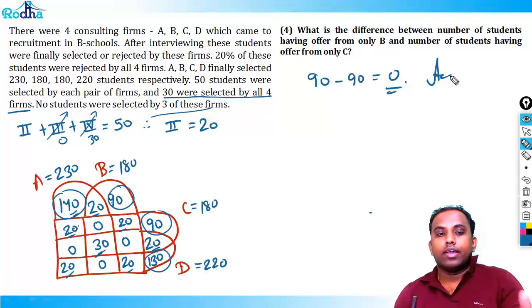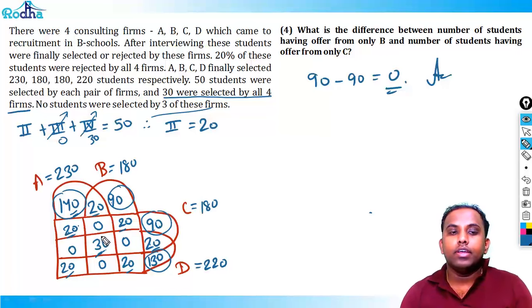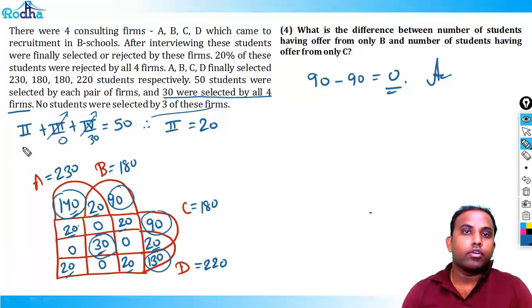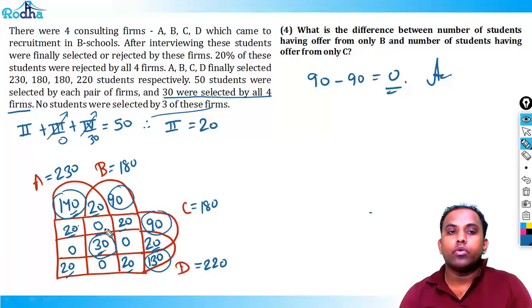Solving this entire set, where this is 30. So mostly people, what do they take? They make the mistake and take here 50, 50, 50 and 50. No, 50 is by each pair of firms. That means a pair will also include 3 and 4. So that is good, and what is left is only 21 and 20. Fine.